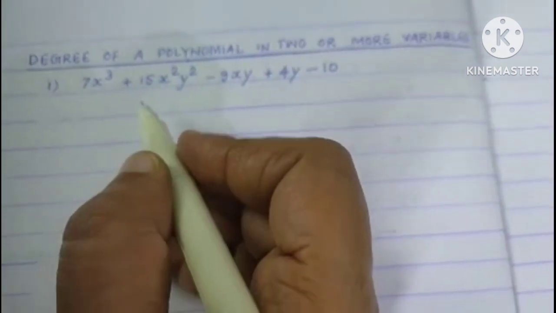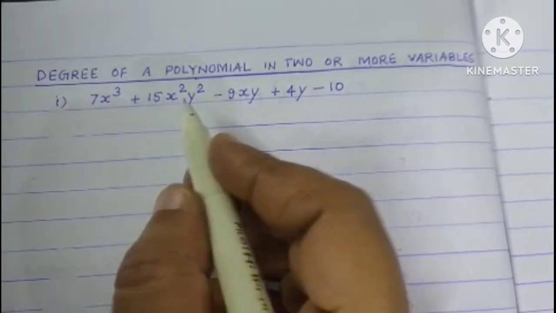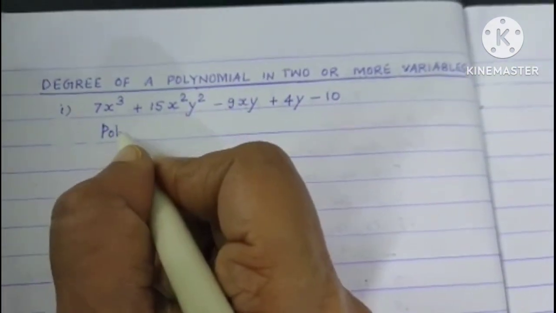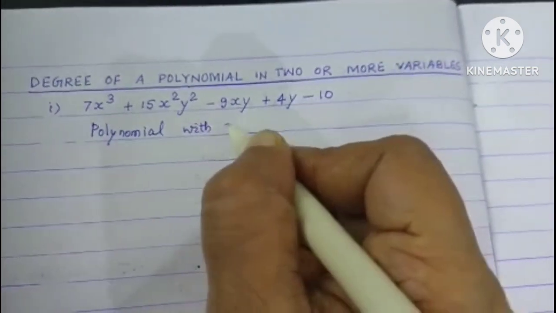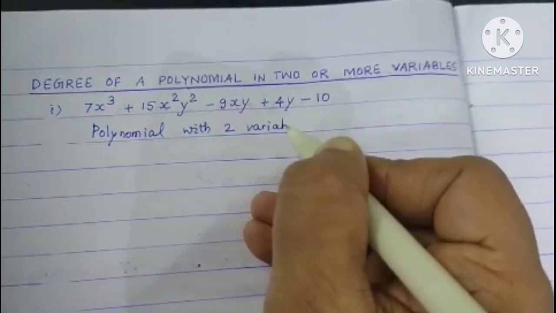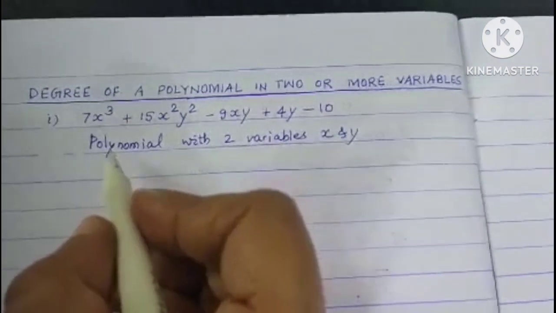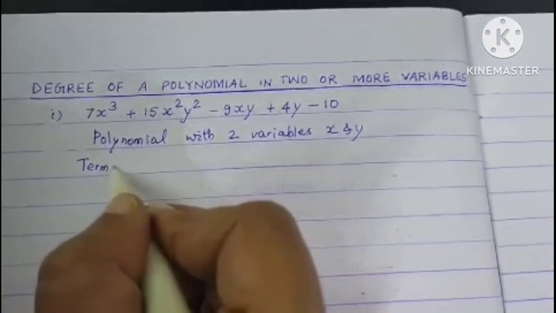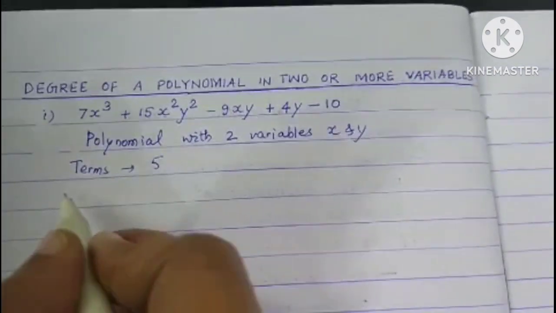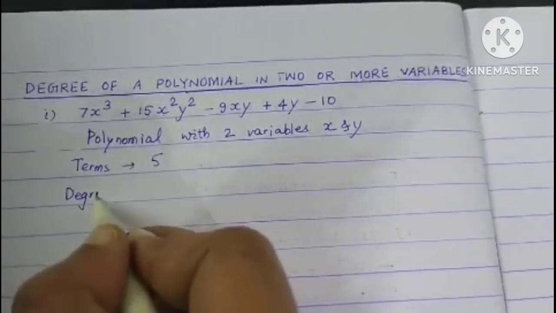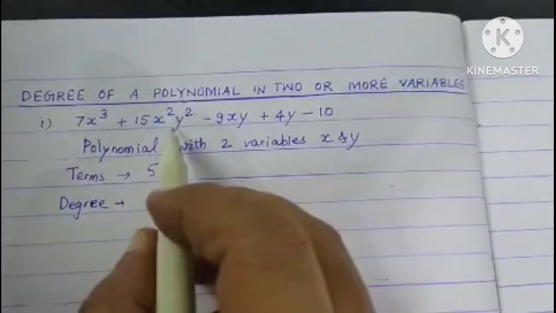Let's see. This is a polynomial in two variables, x and y. If you are asked the number of terms of the polynomial, how many terms are there? 1, 2, 3, 4, 5. So there are 5 terms. Now what is the degree?